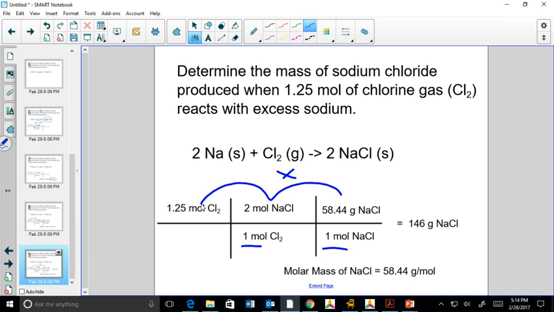Why do I round to 146? Because this is only 3 significant digits. So therefore, if I start off with 1.25 moles of chlorine, I will produce 146 grams of sodium chloride.